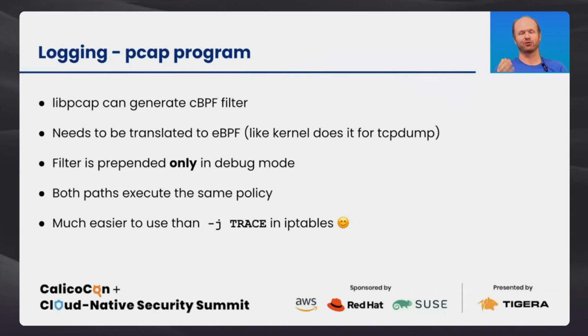Note that we only prepend those filters when we actually turn on debugging. So if there is no debugging, there is no performance hit, there is no filter. And also note that both paths execute the very same policy, so logging doesn't create a security hole. And also, if you look at how you would achieve that with tracing in iptables, this is much easier and much more intuitive to use. So stay tuned for the next release.